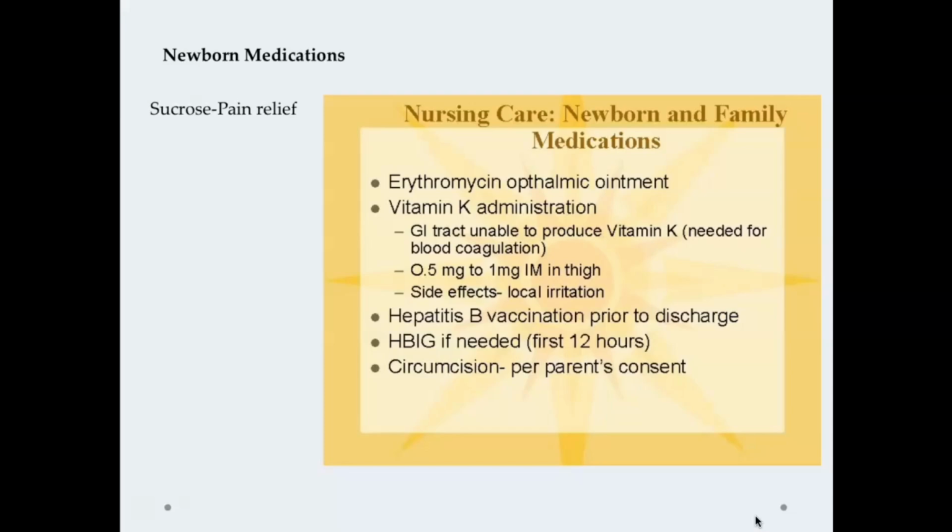Infections from bacteria that they encountered during the vaginal delivery process. But the most common one that it's treating is for the STI chlamydia. Vitamin K administration. Remember, newborns are not able to produce an adequate amount of vitamin K. Their GI tract is sterile, and that is why they don't produce the vitamin K needed for coagulation to occur. This is given as an IM injection. Most common side effect is local irritation.